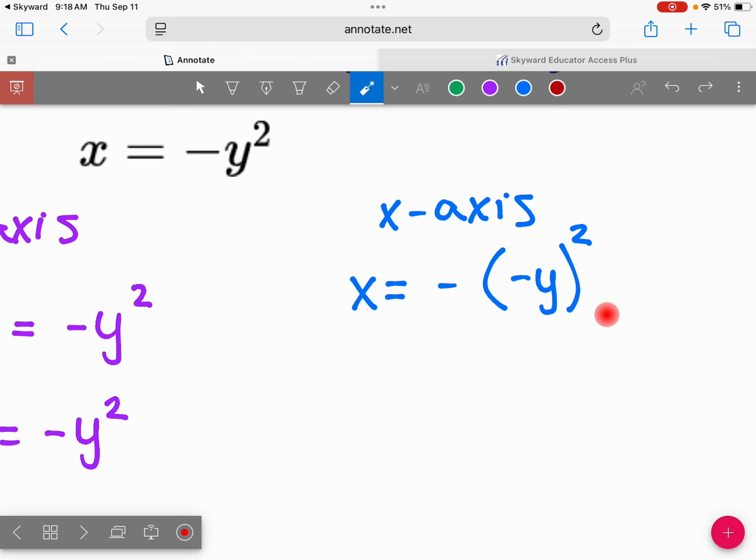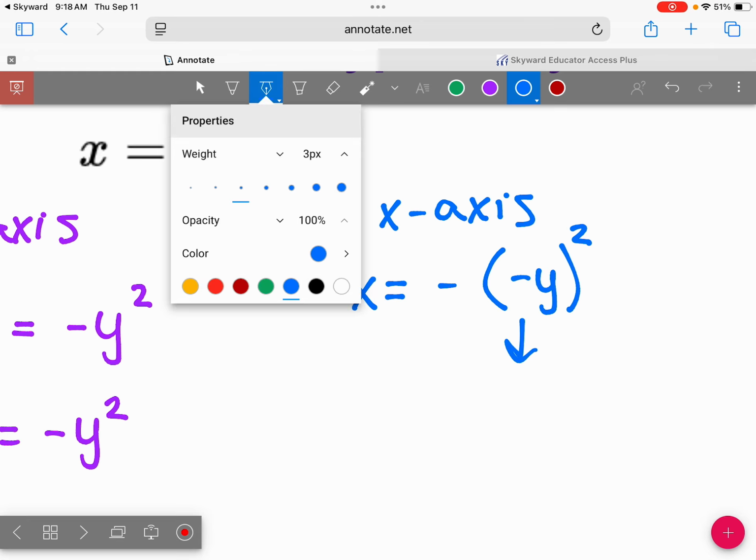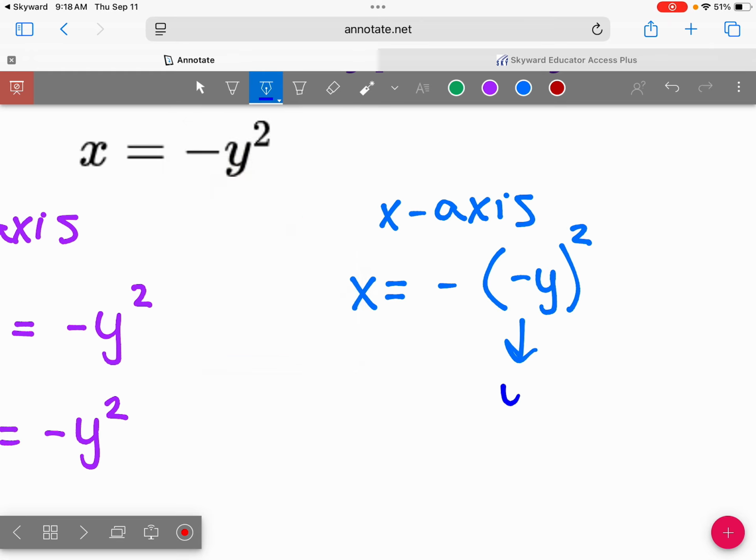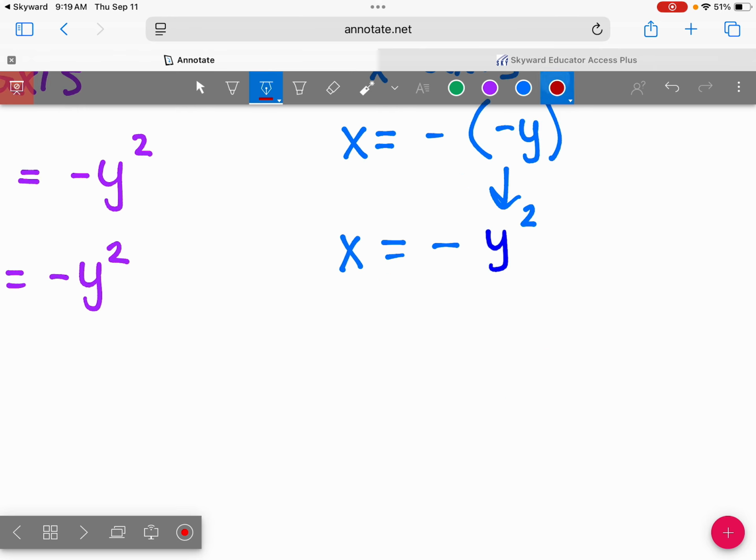Can we simplify this? Yeah. What happens when I square a negative number? It turns positive. So if I square the opposite of y, I'm going to get back out exactly y squared. So this would become just our y squared. The rest of it's going to stay the same. Our x equals the opposite of y squared. Is that exactly what we started with? Yes. So this has x-axis symmetry.